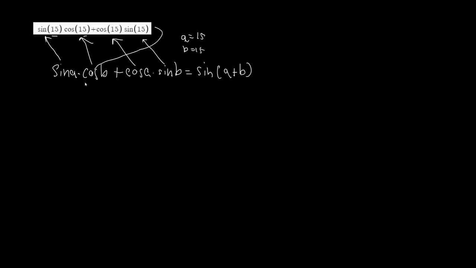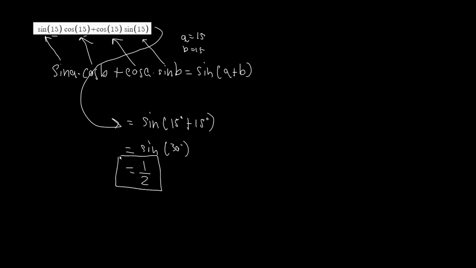So to rewrite it in a different version, I could rewrite this as sine of 15 degrees plus 15 degrees. So this one is equal to sine of 30 degrees. So recall again that sine 30 degrees is 1/2. And that is your final answer. See, I told you, just familiarize yourself with your formulas. And yeah, that's it. Next, how about this one?